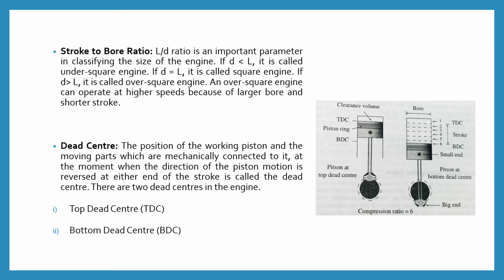If D is greater than L, that means the value of the L by D ratio is less than 1, then it is called the oversquare engine. An oversquare engine can operate at a higher speed because of the large bore and the shorter stroke. So students, the oversquare engine is useful just because of its large bore and short stroke.